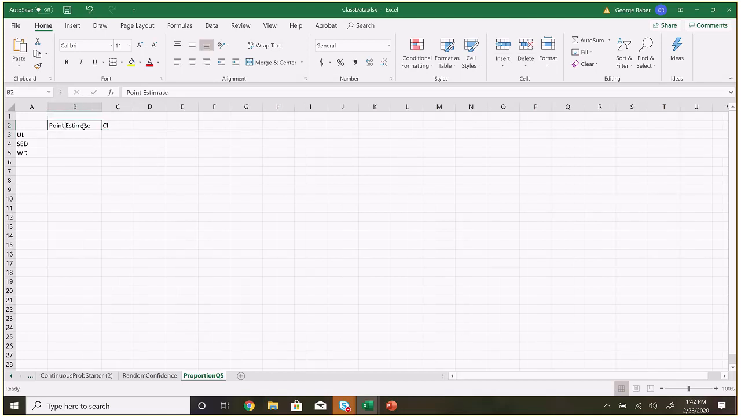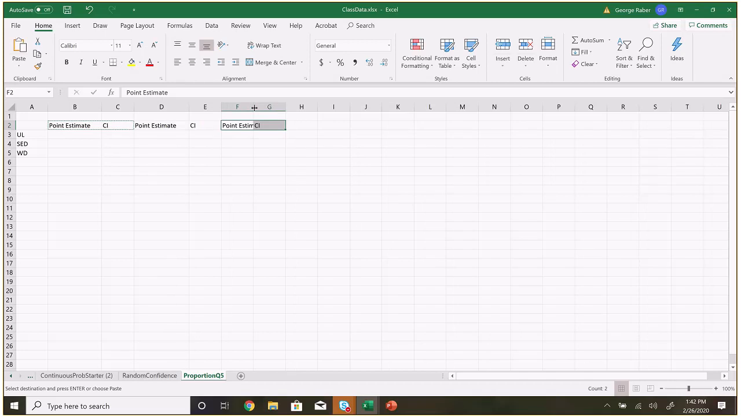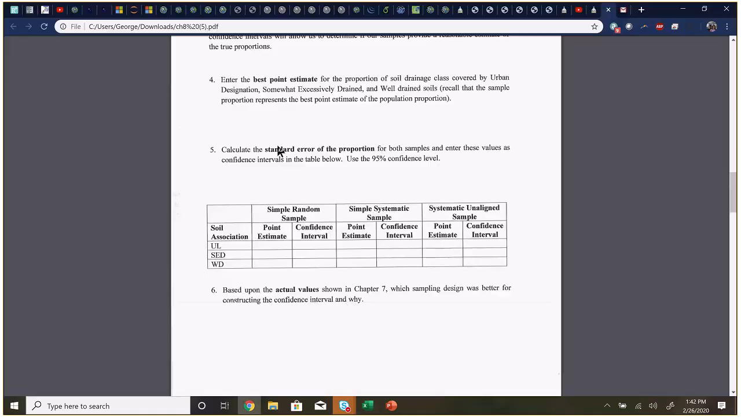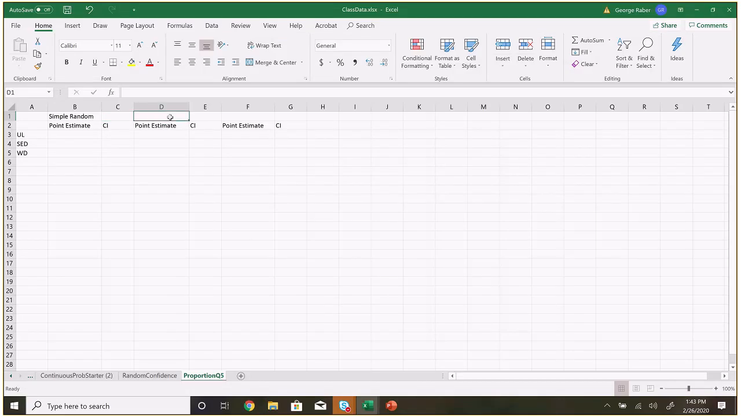Okay. All right, and then we're just going to take these two values and copy them across, and we're going to have 3 of those numbers, and we could put up here, this is simple random, simple systematic, and then finally systematic aligned. Okay, I should have had that already typed up. All right, so we're going to do just this one.